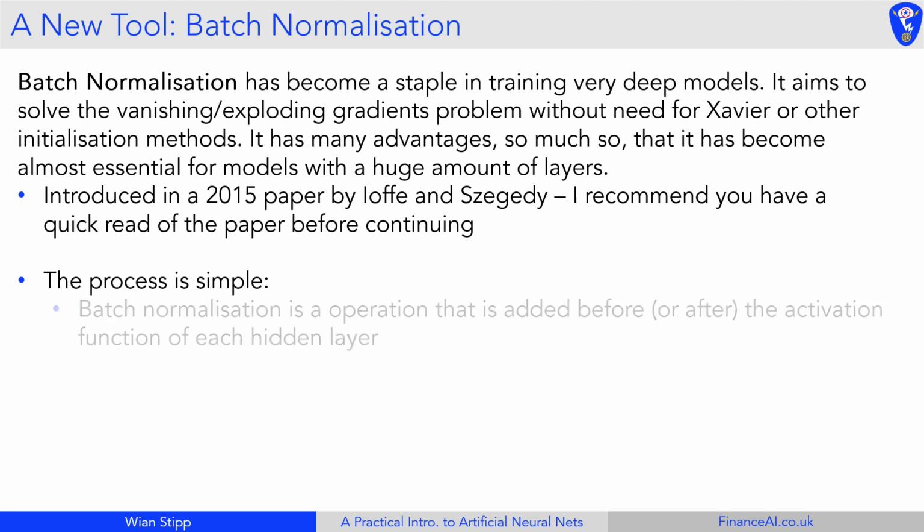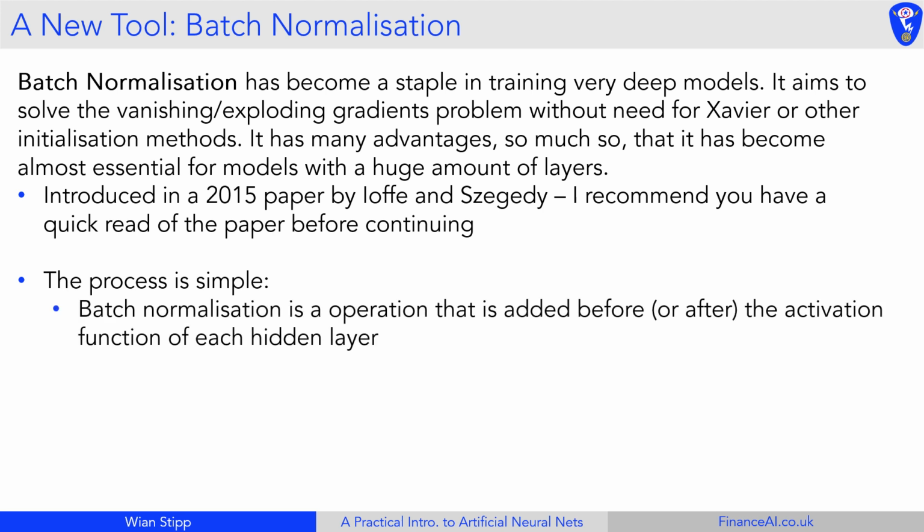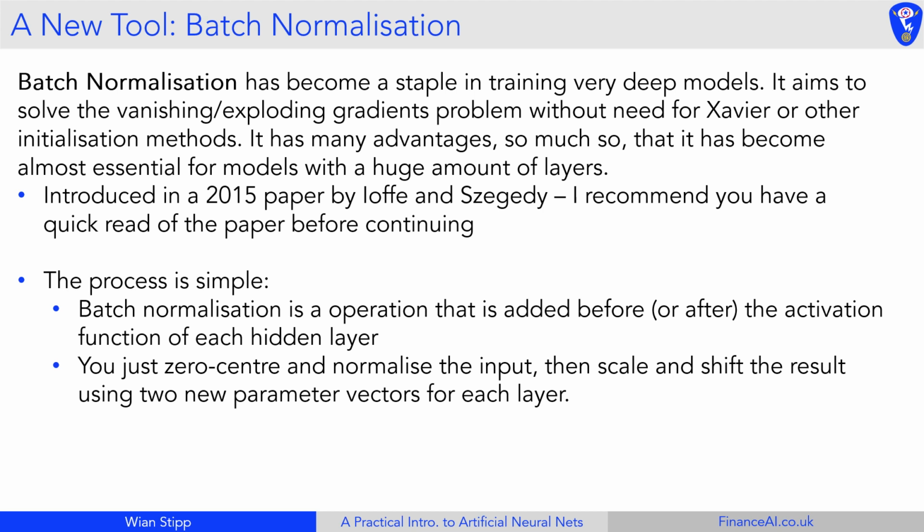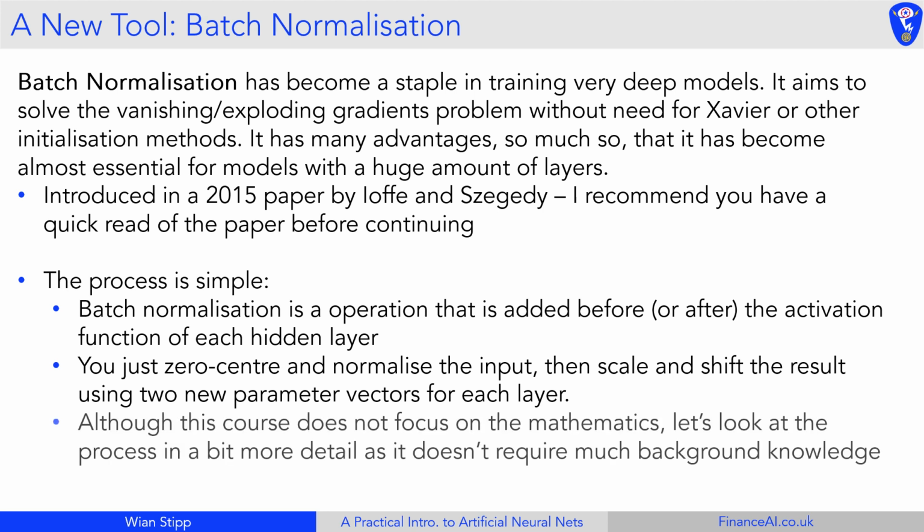The process is simple. Batch normalization is just an operation that's added before or after the activation function of each hidden layer. And what you do is you just zero center and normalize the input, then scale and shift the result using two new parameters for each layer. So although this course doesn't focus on the mathematics, let's just have a quick look at the process in a bit more detail, because it doesn't require too much mathematical background knowledge.